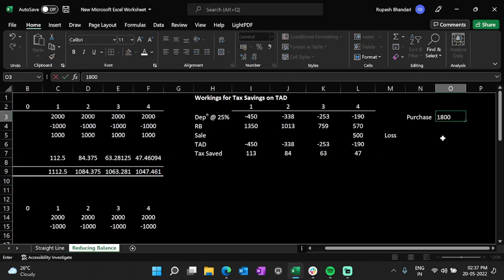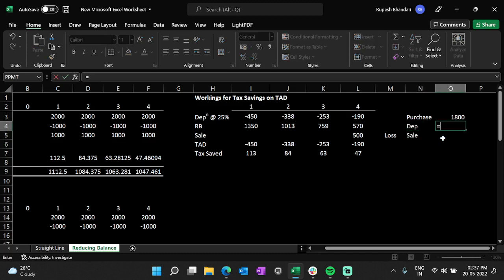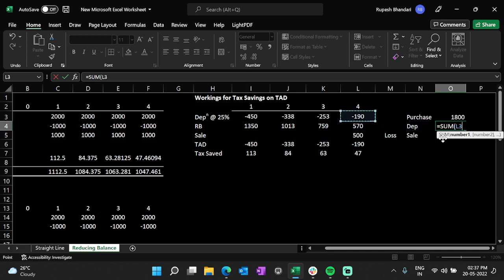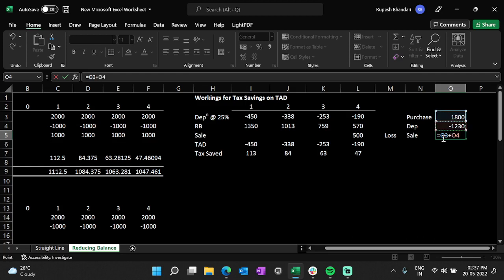Purchase was 1800. What did you sell it for? Sale was Control X. What was the depreciation? The depreciation that you charged throughout its years is all this figure, right? It's all this depreciation figure. And then what will be the remaining amount? This figure plus this figure, minus depreciation, right? Purchase minus your depreciation. So you will be getting 570, right?